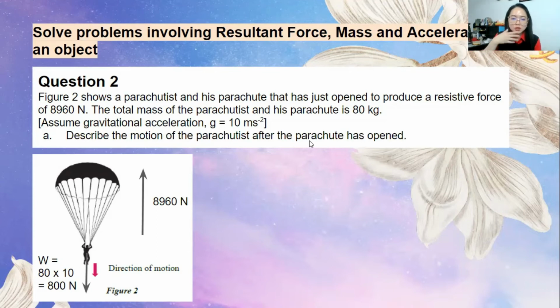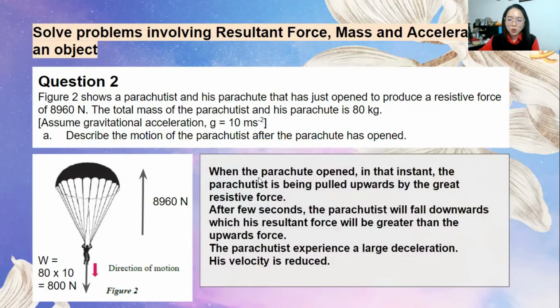After this, you are going to describe the motion of the parachutist after the parachute has opened. This is how I answer the question. First, when the parachute opened, in that instant, the parachutist is being pulled upwards by the great resistive force. Then after a few seconds, the parachutist will fall downwards, with the resistive force greater than the weight. So the parachutist will experience a large deceleration and his velocity is reduced. You may just reread it so that you understand what happened here.